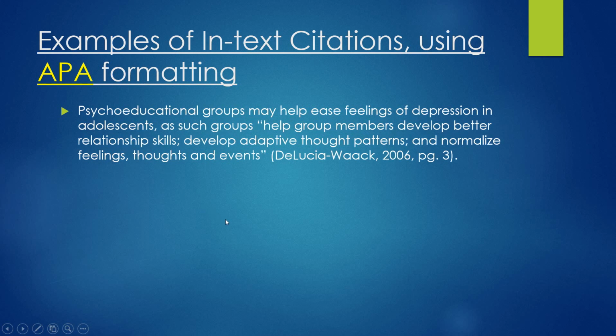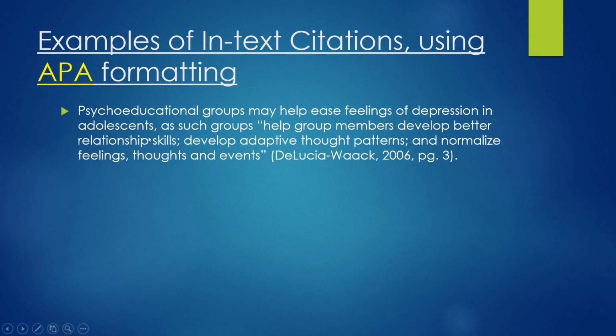Okay, here we are. See what you can notice is different here. Psychoeducational groups may help ease feelings of depression in adolescents, as such groups, quote, help group members develop better relationship skills, develop adaptive thought patterns, and normalize feelings, thoughts, and events. Now, what did I do different here? I used an actual quote from the text in my citation.